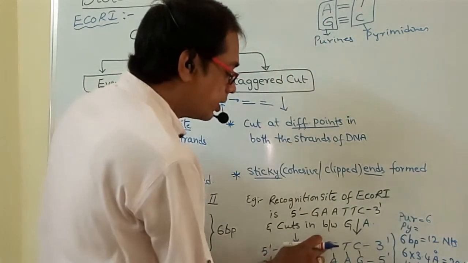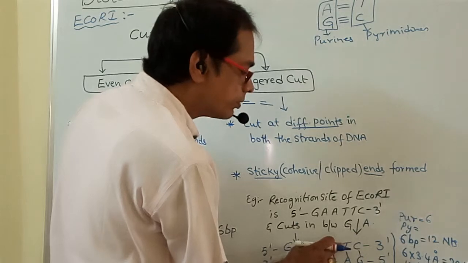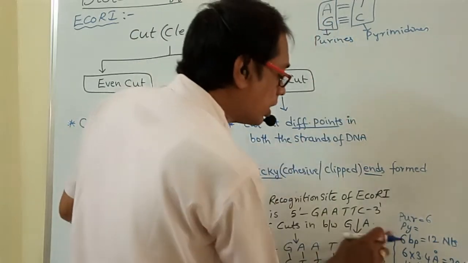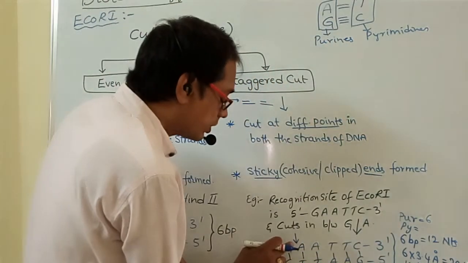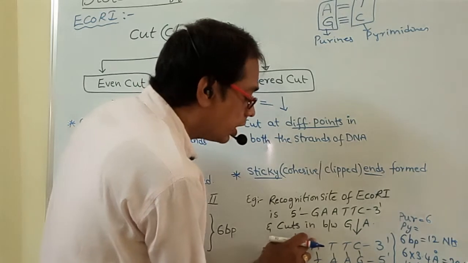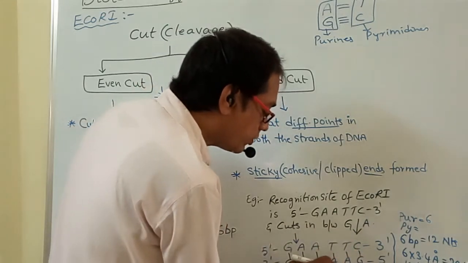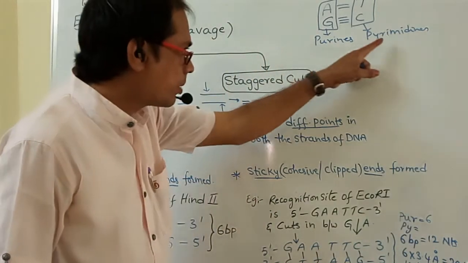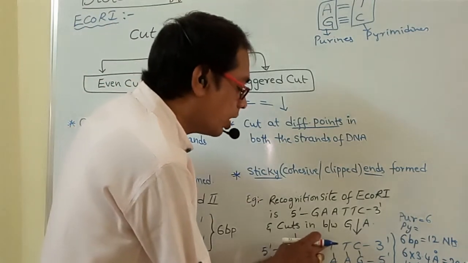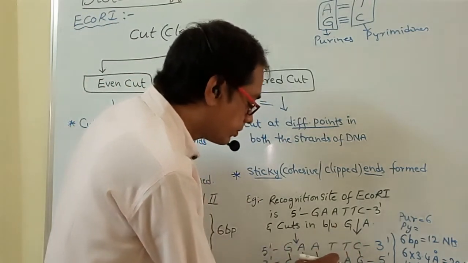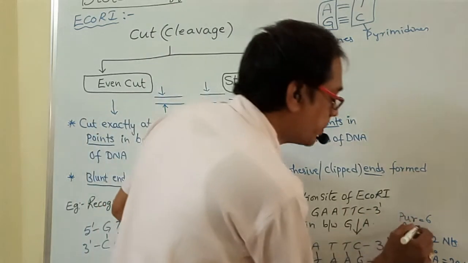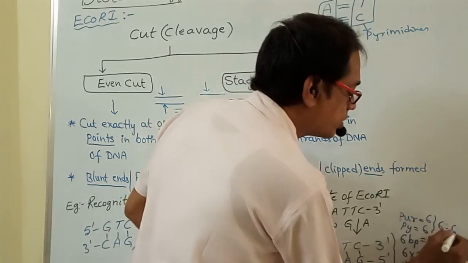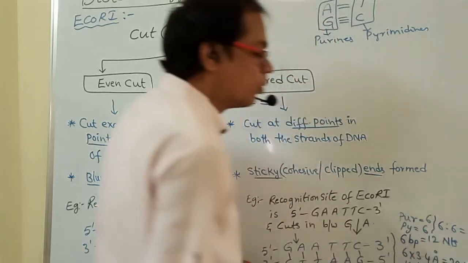Pyrimidines means T and C. Let us count again. A and G. 1, 2, 3, 4, 5, 6. 6 purines. Okay. Next, number of pyrimidines means T and C. 1, 2, 3, 4, 5, 6. Pyrimidines also 6. Ratio between them means 6 is to 6. That is equal to 1 is to 1.